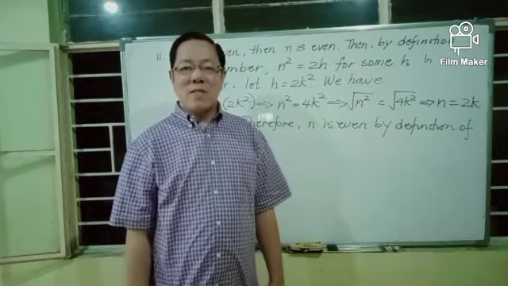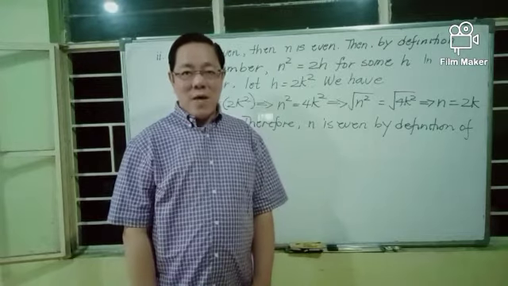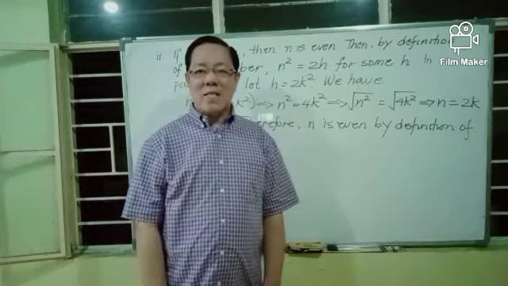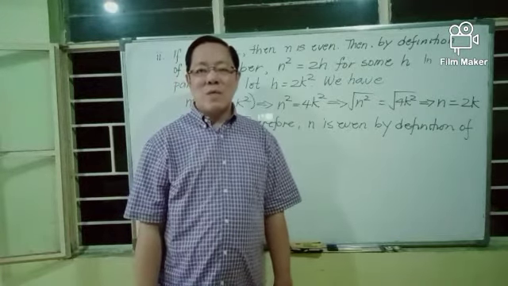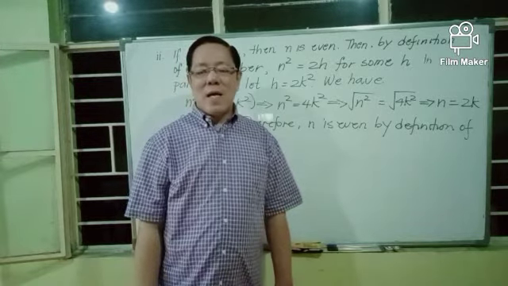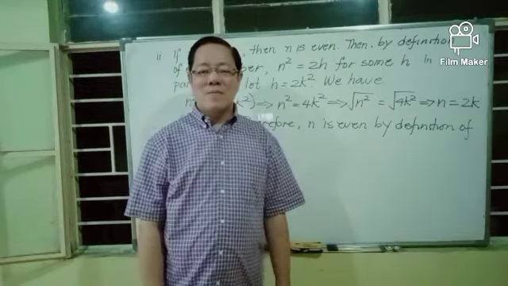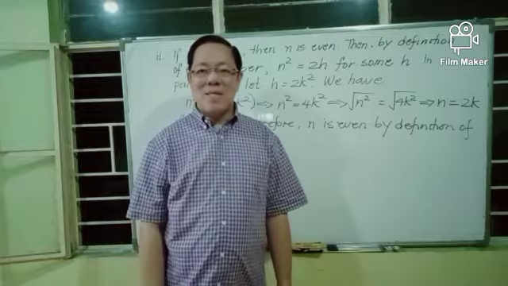And for your exercise, please try to show that if n is odd, then n squared is odd. Or in particular, using the biconditional statement, you show that n is odd if and only if n squared is odd. We now define addition modulo b.